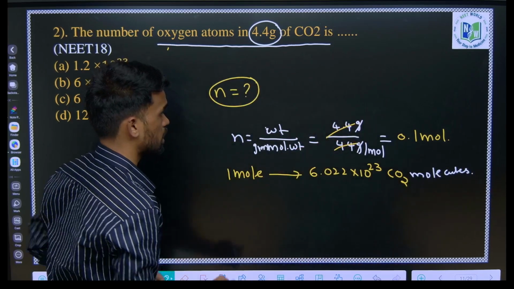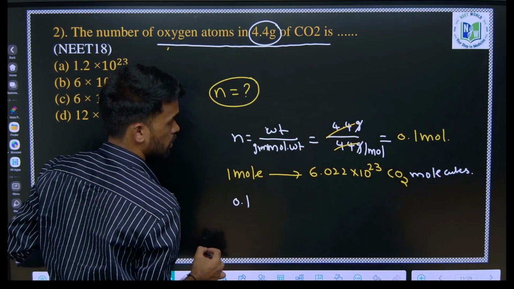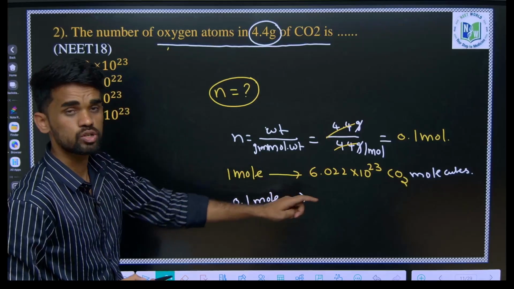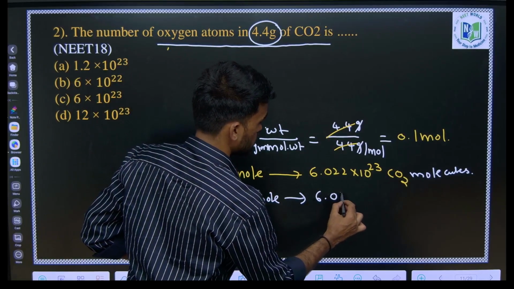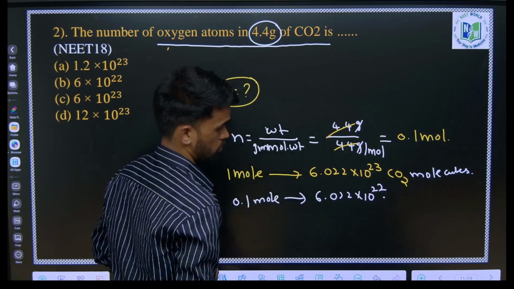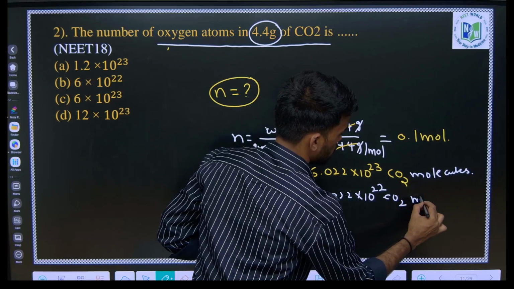So here how much have they given? This is given as 0.1 mole only. So it means this is divided by 10, this should also be divided by 10. 6.022 into 10 power 22 CO2 molecules are there.